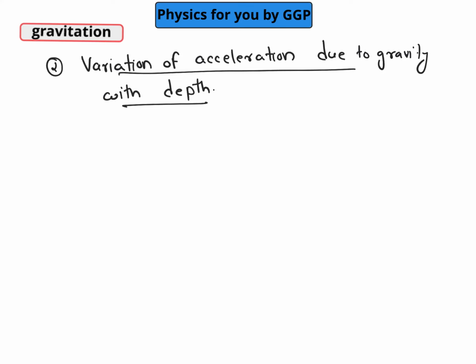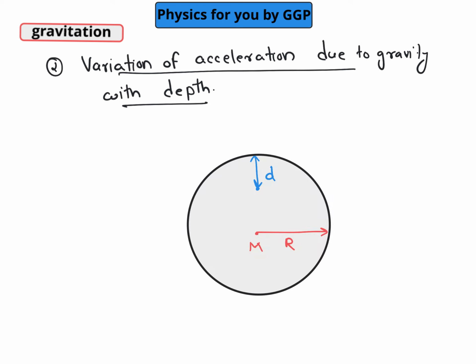I'll discuss the variation of acceleration due to gravity with depth. Suppose our aim is to find the value of acceleration due to gravity at a depth d below the Earth's surface. We can consider the Earth as a solid sphere, same as we discussed for the gravitational field inside a solid sphere. We calculate the gravitational field inside a solid sphere using the equation GMx divided by R cube. Here also we can use the same technique.